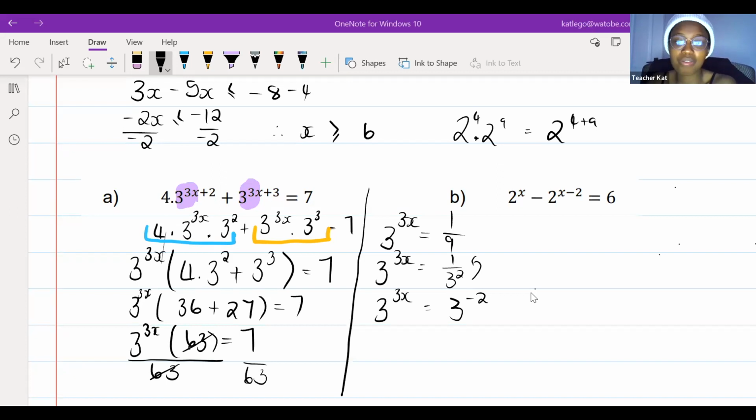We have 3 to the power of 3x is equal to 3 to the power of negative 2. If you have the same bases on both sides, you can drop the bases and make your exponents equal. Therefore, 3x will be equal to negative 2. Then you divide both sides by 3. Therefore, our final answer is x equals negative 2 over 3.